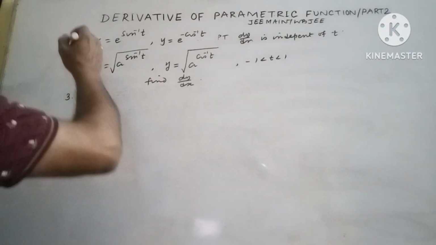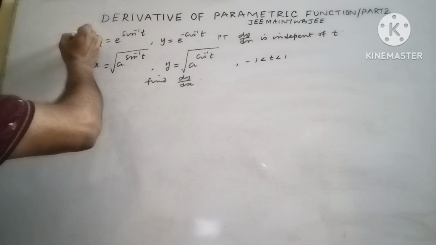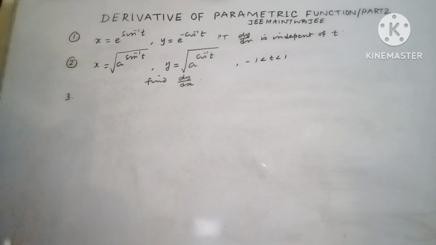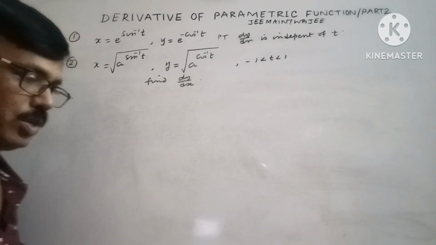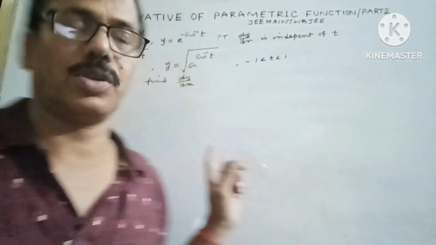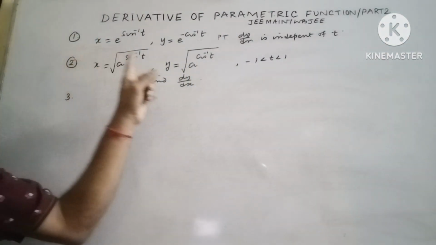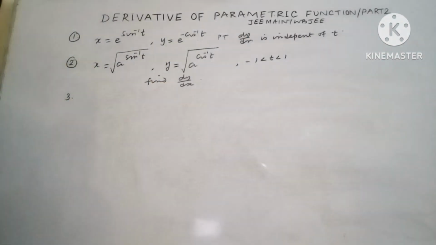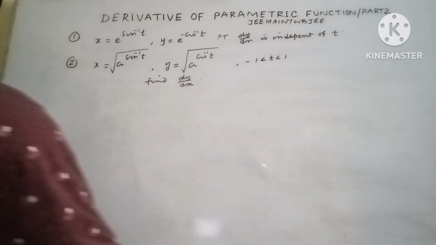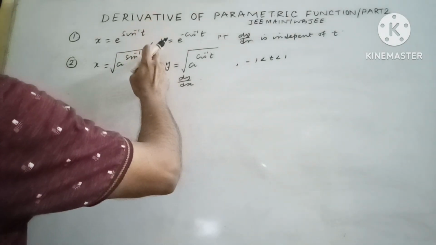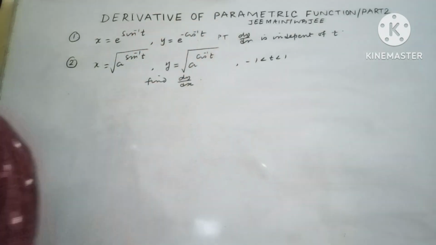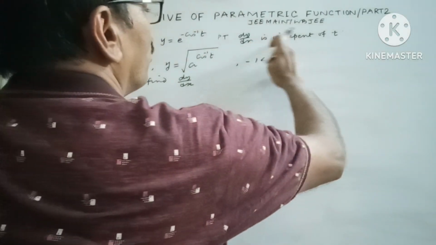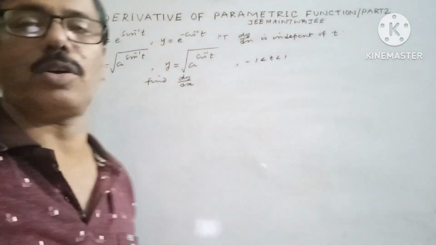So problem number 1 and 2, they are of same type. The most important problems for board as well as competitive exams. So look, x equals e to the power sin inverse t, y equals e to the power minus cos inverse t. Prove that dy by dx is independent of t.